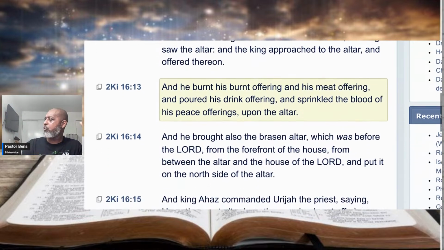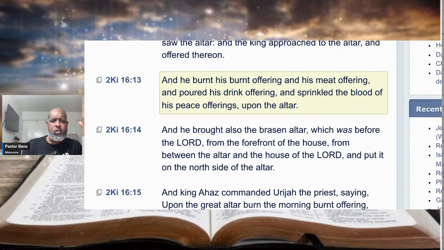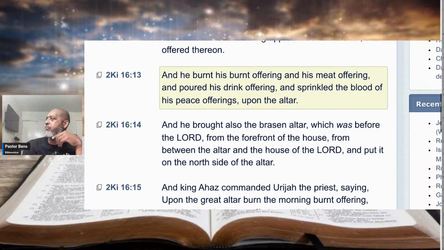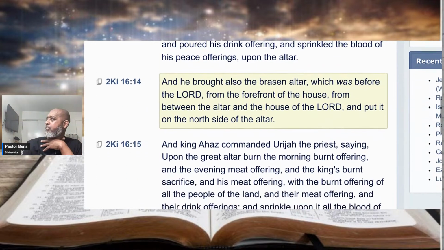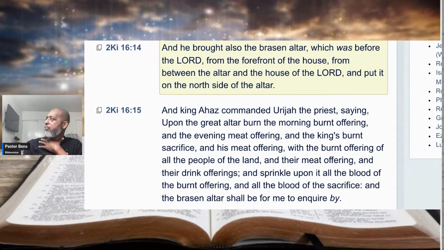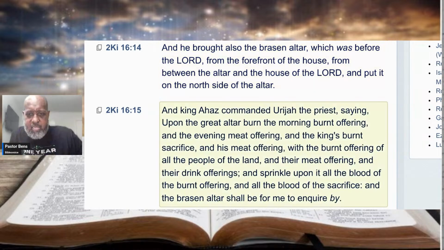And he brought also the brazen altar, which was before the Lord, from the forefront of the house, from between the altar and the house of the Lord, and put it on the north side of the altar unto the gods of Syria. And King Ahaz commanded Urijah the priest, saying, upon the great altar, burn the morning burnt offerings, and the evening meat. Guys, let me just say this about this verse.